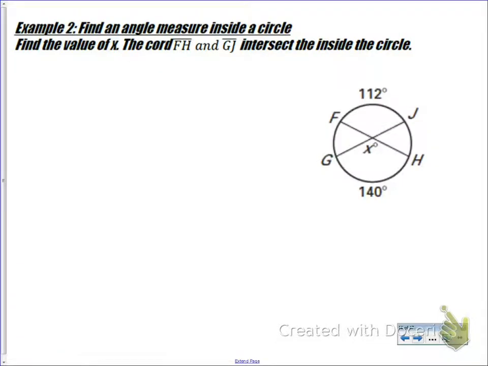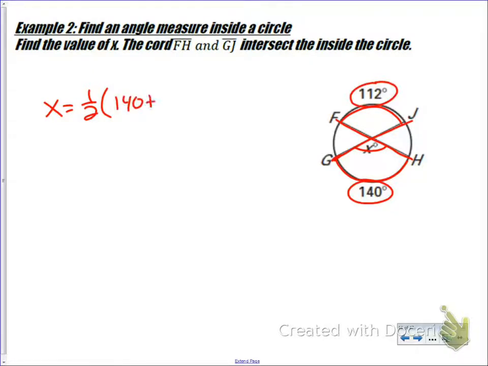So let's do an example. We want to find the measure of angle X. So angle X is this angle right here, and here are my 2 chords. The intercepted arcs are going to be GH and FJ. Those are the 2 arcs that lie inside of that angle. Now X is going to equal 1/2 times arc 1 plus arc 2. So my 2 arcs that are inside my angle are 140 degrees, which is arc GH, and 112 degrees, which is arc FJ.